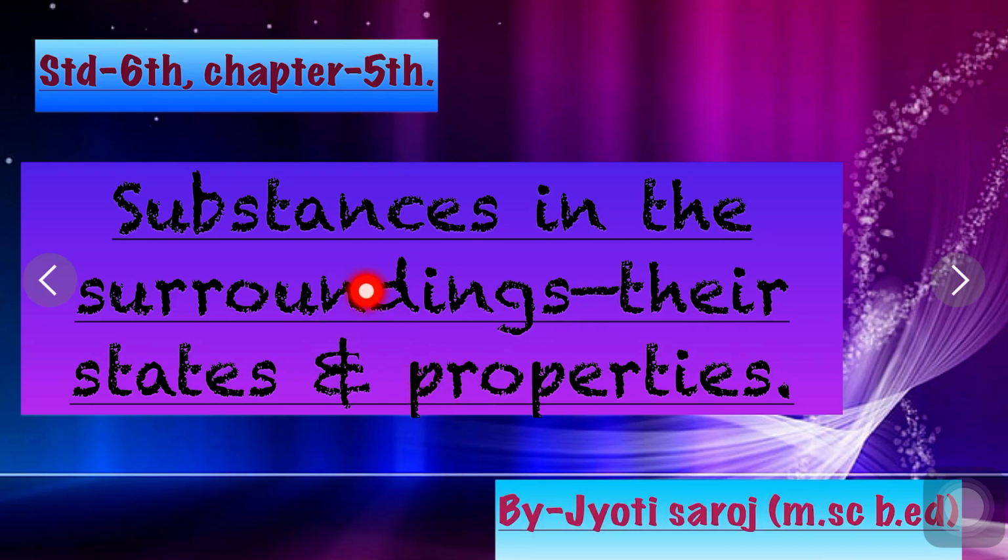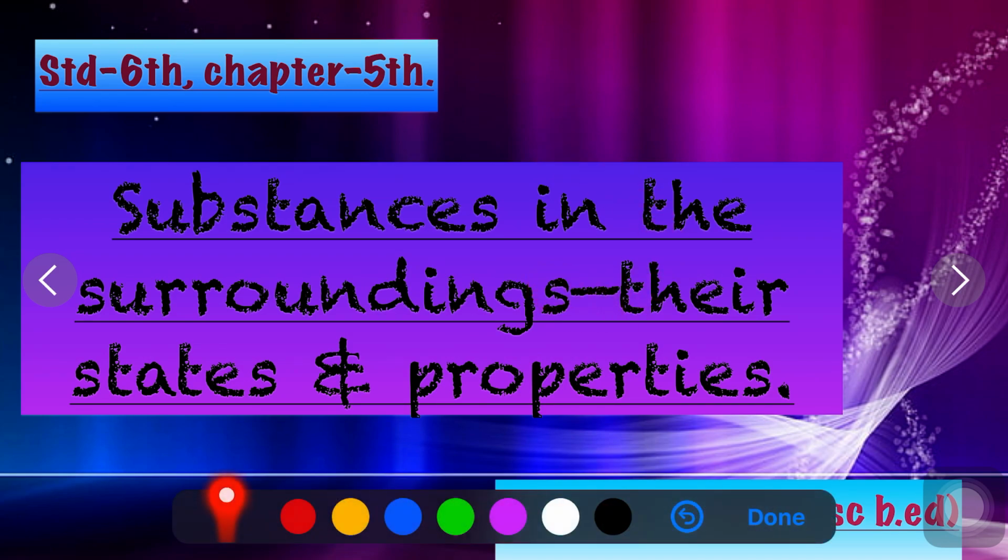So students, today again we are going to start with chapter number 5, that is Substances in the Surroundings, Their States and Properties. Students, this is the second module of this chapter, that is the second part.